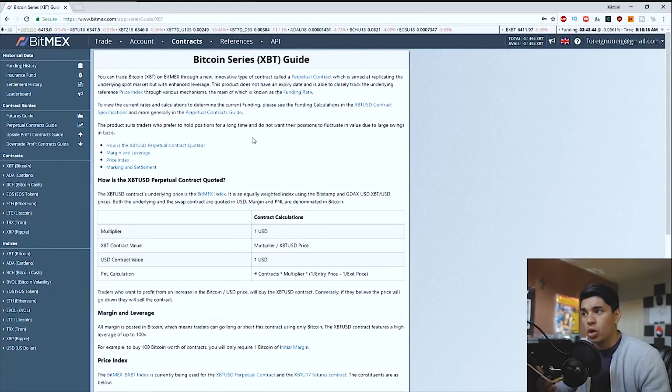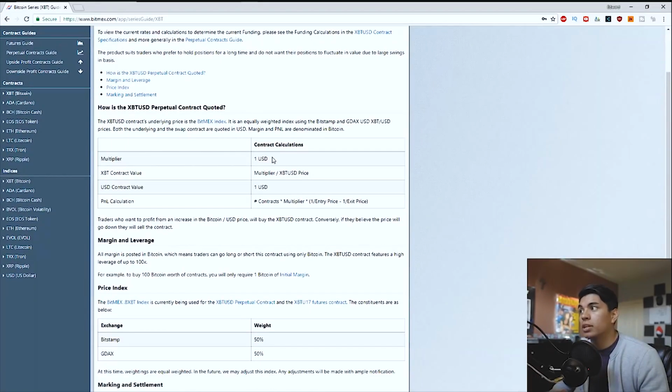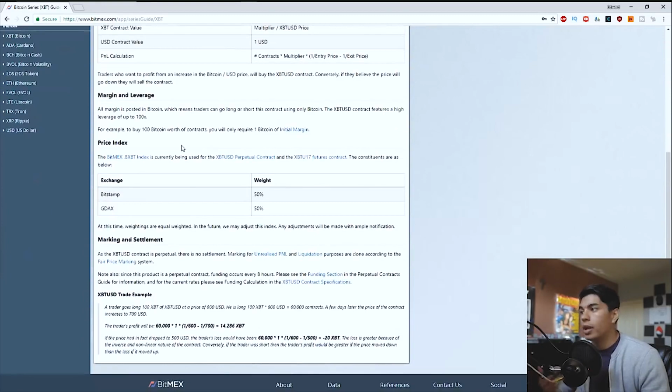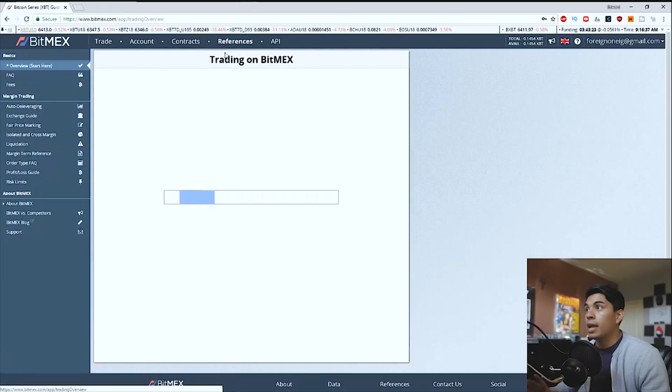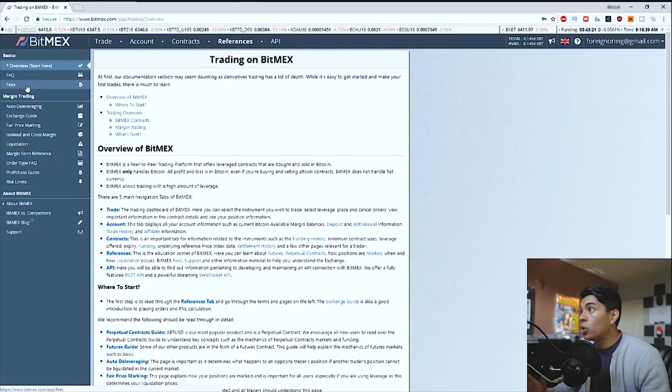There's a lot more information regarding that: how the leverage works, the multiplier, the contracts, the exchanges, and whatnot. They even have nice layouts of the equations they utilize to formulate the way the contracts work out on Bitmex. So if you want more information, be sure to go check that out on the contracts tab.